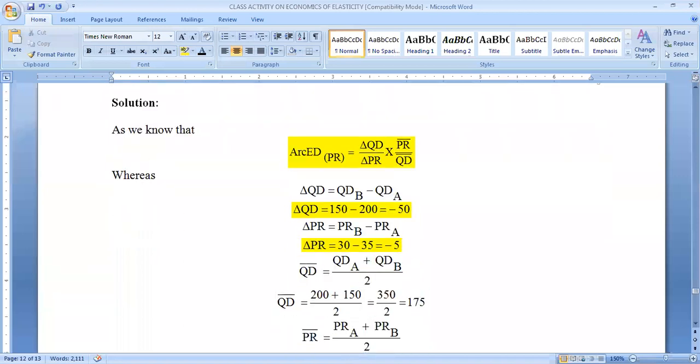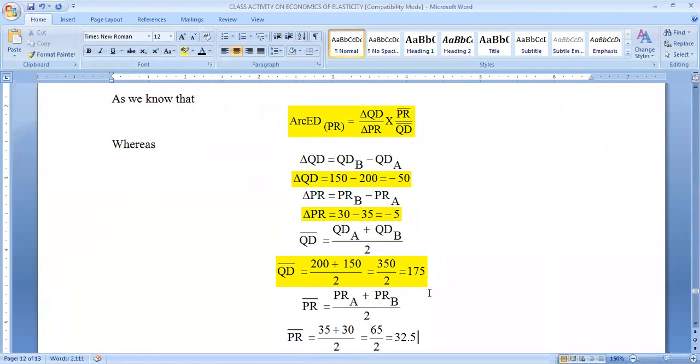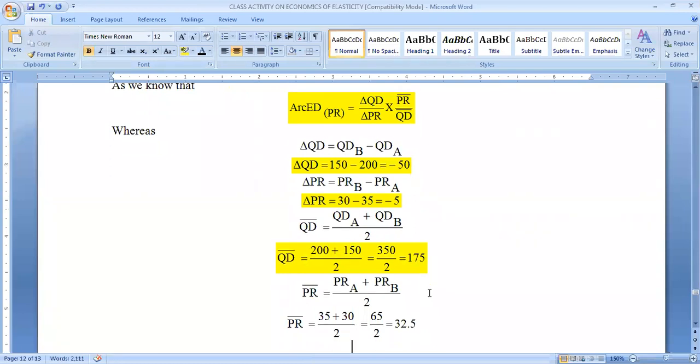Now let's move towards the component 3, which is QD bar. Again, the quantity would remain same, hence the answer is 175, and it is same as in case of the previous two examples. Now let's move towards PR bar. PR at point A is 35 plus PR at point B is 30. So the sum is 65. Dividing sum 65 upon 2, we obtain answer as 32.5, which is PR bar, right? So this is the fourth component of the formula.